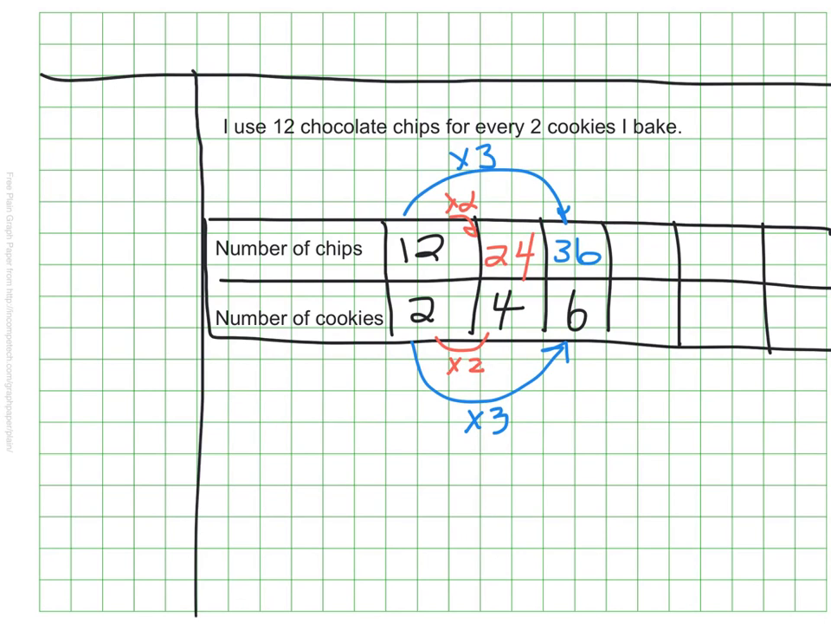My rate table might also work backwards. Instead of knowing how many cookies I want, maybe I know how many chips I have available. So maybe I know that I have 84 chips or 120 chips, and I want to see how many cookies I can make. So in this case, I know 12 times 7 is what makes my 84. 2 times 7 is 14. I can make 14 cookies. Or on my last one here, 120, 12 times 10 would be 120, so 2 times 10 would be 20. I can fill in missing values based on what I know in my rate table.